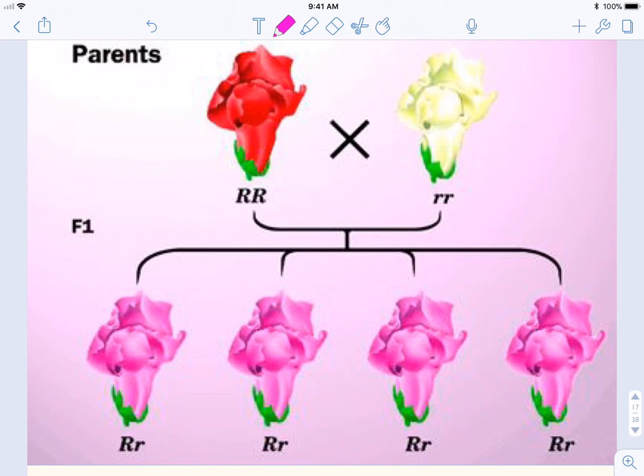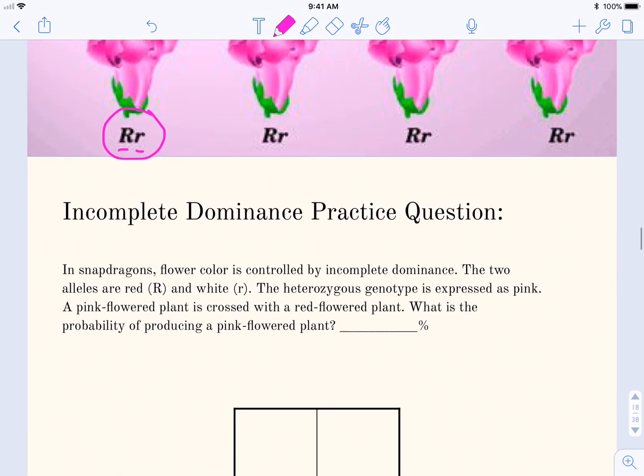Right? So in snapdragons, if you were heterozygous, meaning you inherited a capital and a lowercase from two parents, neither red nor white is going to show that dominant trait, and instead they're both shown incompletely. So you show a blend of the two, and that's where we see pink as our color.